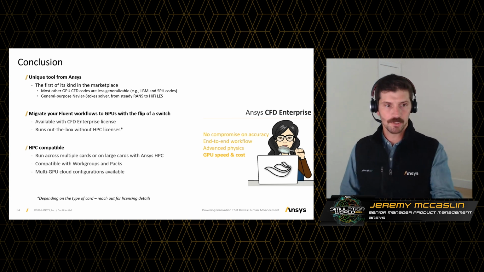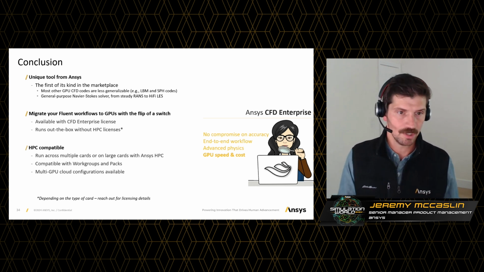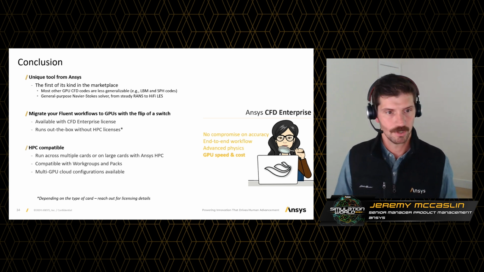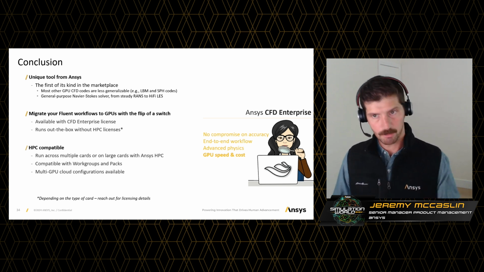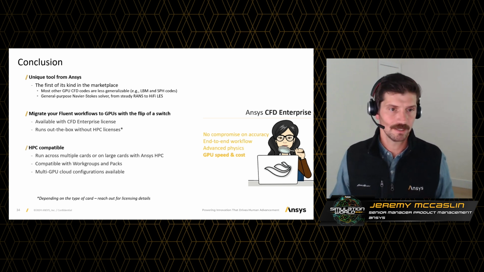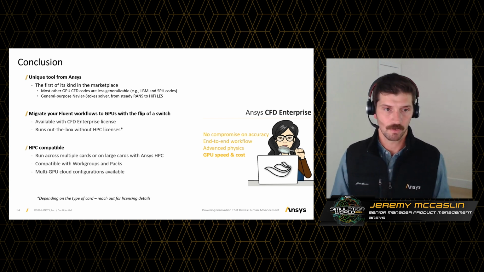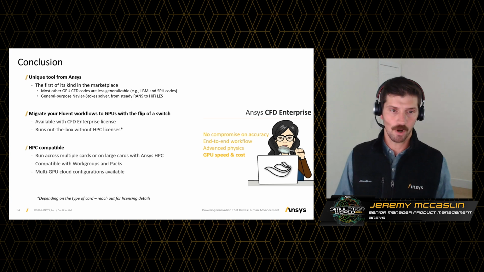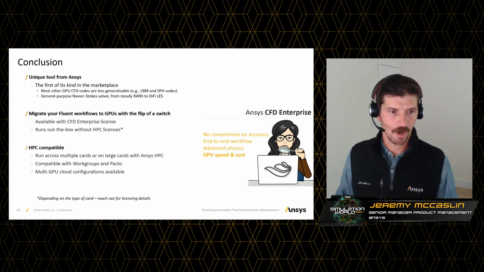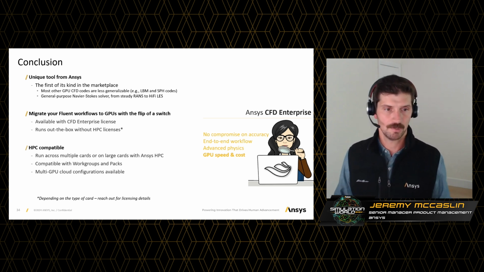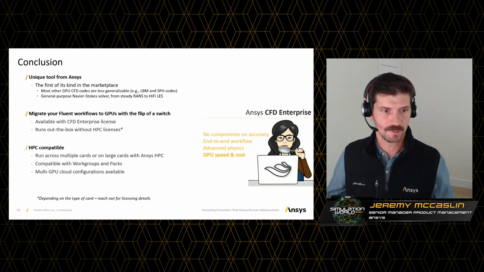We've enabled you to migrate your Fluent workflows to the GPU with the flip of a switch. It's available to you at the CFD Enterprise license level. It runs out of the box. It doesn't require HPC to run on quite a few different types of cards. If you want to run on multiple cards or some of the higher grade server cards, then you will have to use HPC to do that, but it's compatible with your Ansys HPC packs and workgroups. And there are multi-GPU cloud configurations available.